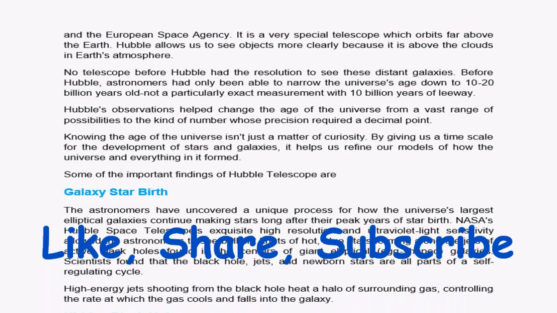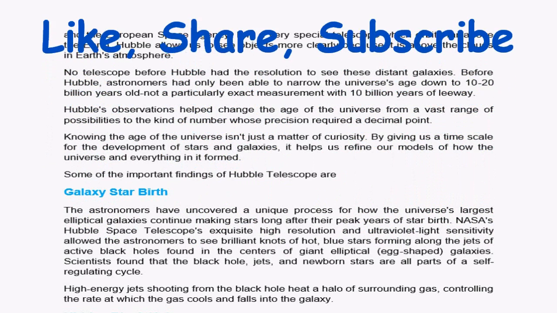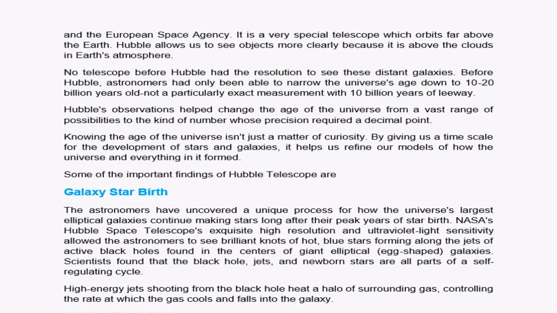We'll get these important findings by the Hubble telescope's experiment. One is galaxy star birth. The astronomers have uncovered a unique process for how the universe's largest elliptical galaxies continue making stars long after their peak years of star birth.